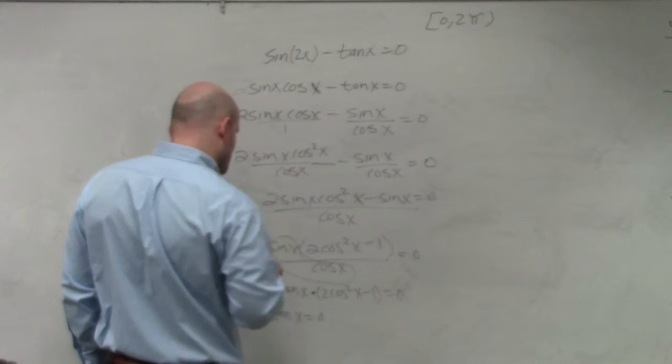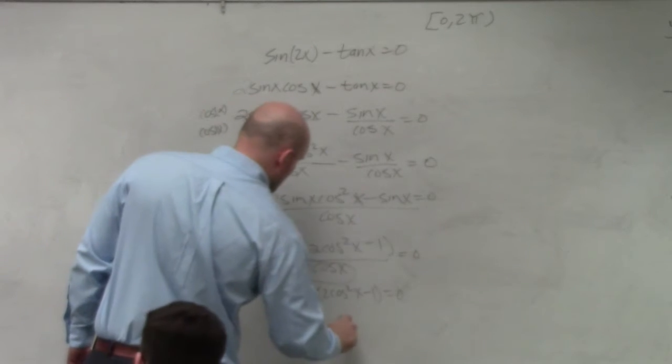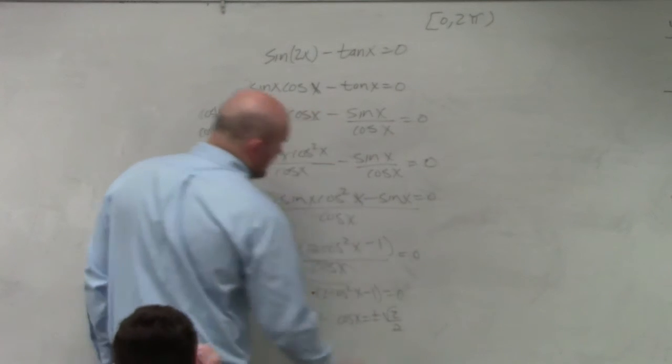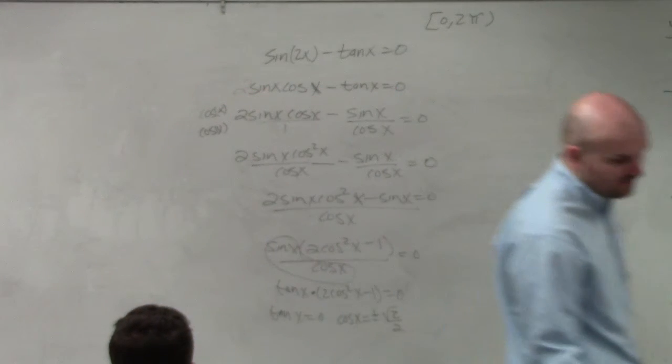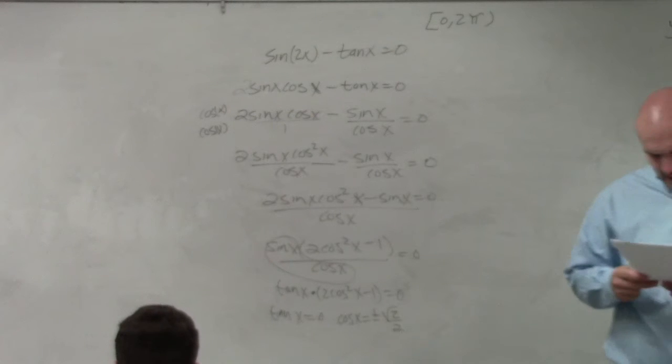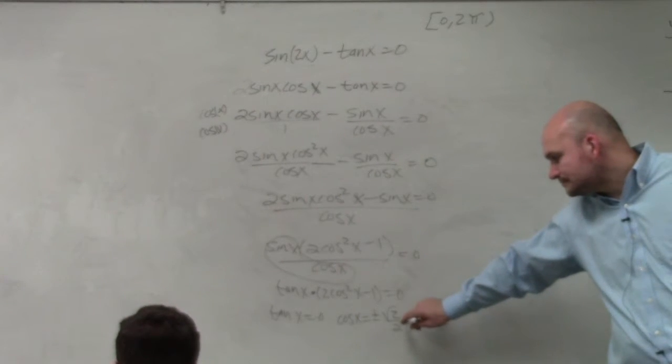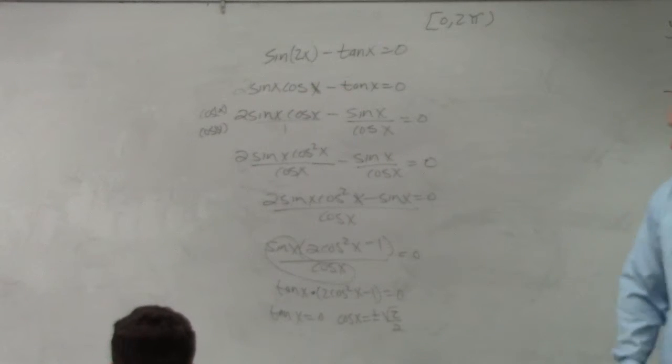And this would be plus 1 divided by 2. So that's going to be cosine of x equals plus or minus the square root of 2 over 2. If you guys were to go ahead and show your work in solving all of that, you would see that that would be simplifying all the way from there.